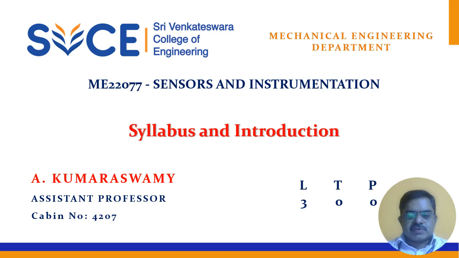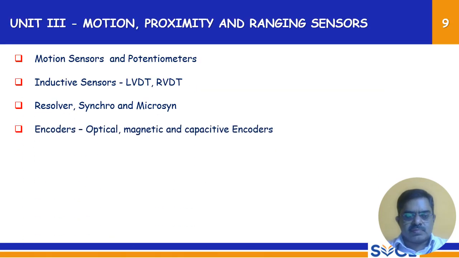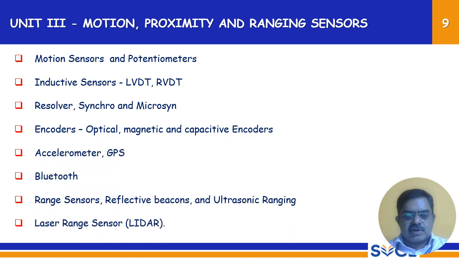We are going to discuss the last topic in this third unit, that is Lidar. It is a type of laser sensor. We are going to see that in detail in today's class. So these are all the topics we have seen, and today we are going to see the laser range sensor. In short, it is known as Lidar.